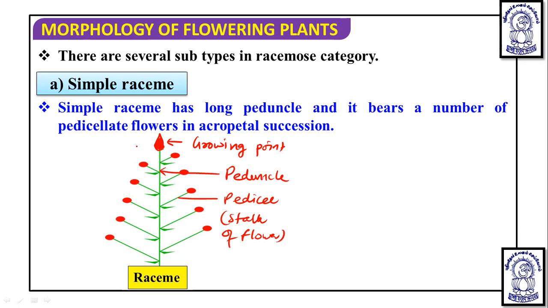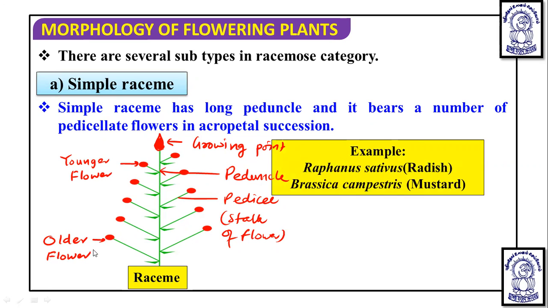So this flower forms first, then this, then this, then this. They are produced laterally. So this is a younger flower, and this is an older flower. Because of this, it is showing a simple racemose. Since the pedicel is present, it is known as a pedicellate flower. Such a type of simple racemose inflorescence is seen in Raphanus sativus, that is radish, and Brassica campestris, that is mustard.